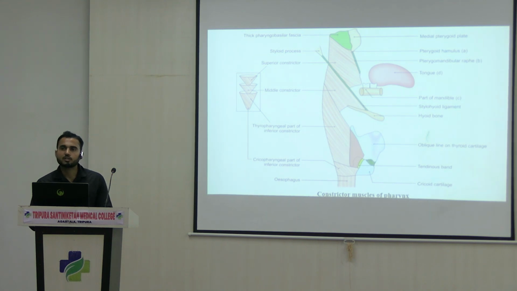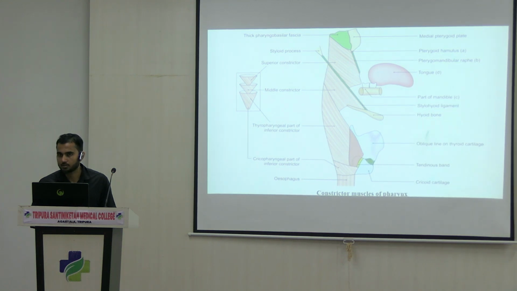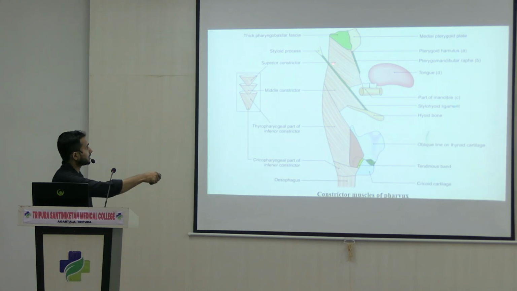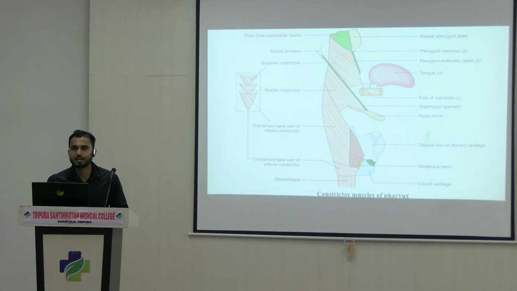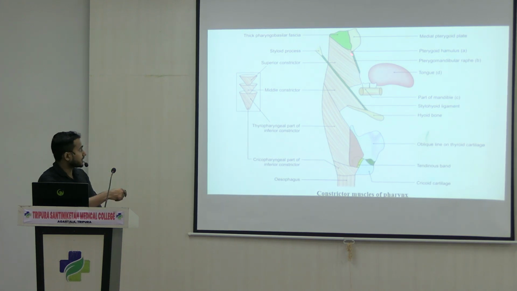The superior constrictor, if you see its shape, is quadrilateral. Okay, it is quadrilateral shaped. From here you can see the origin. The origin is mainly from the pterygoid hamulus, which is a part of the medial pterygoid plate. Though you have studied norma basalis, you know what the pterygoid plate is. You have seen the sphenoid bone also. These are parts of the sphenoid bone only. So this is one origin.